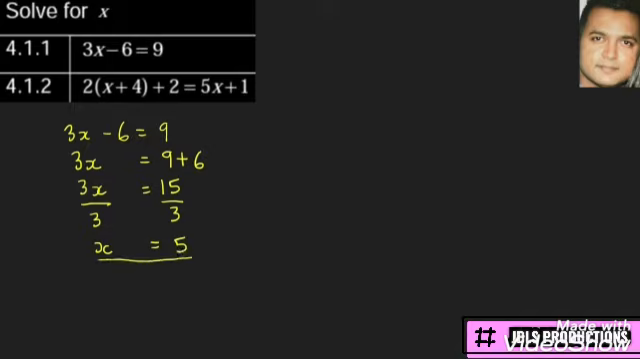A very simple example, but just so you understand the concepts. So if you get something a little more difficult, you understand how it works. Now, the same principle applies here. I'm going to write this question down to help you with teaching you. It's 2 into x plus 4, plus 2, is equal to 5x plus 1.